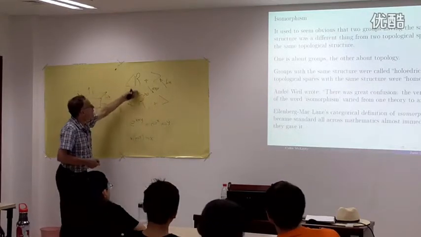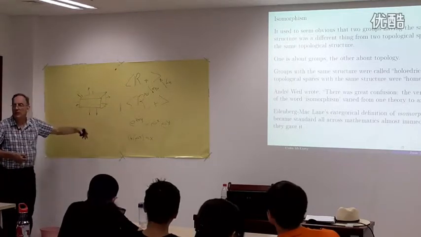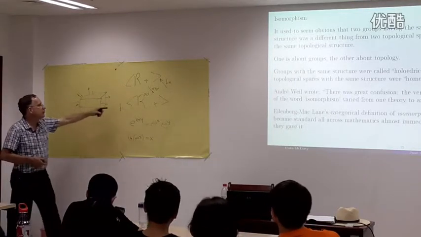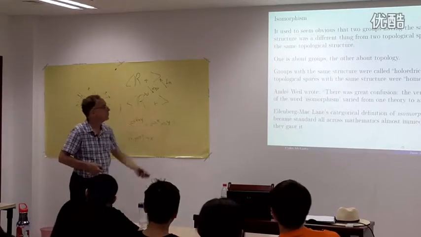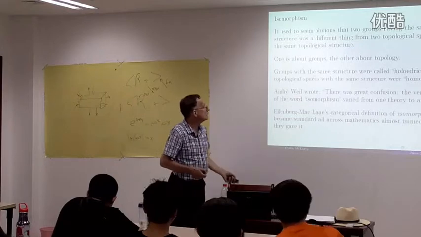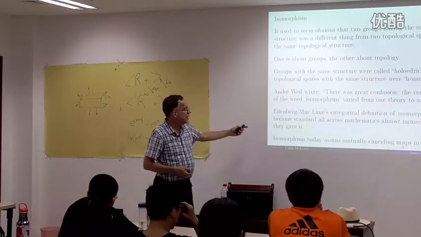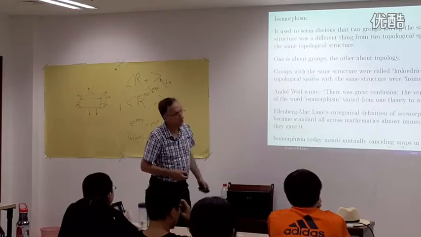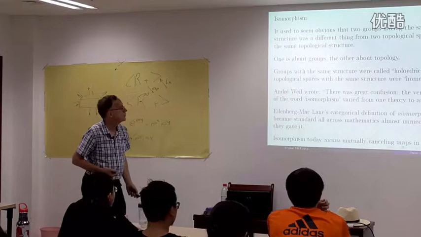They gave a purely categorical description. Here, I talked about the exponential function and logarithm. Here, I talked about projecting things in and out. Category theory doesn't have these things. We can get them, but the category axioms don't have them. They gave a purely categorical definition of isomorphism. Today it just means mutually canceling maps in a category. It's the same word for all structures.